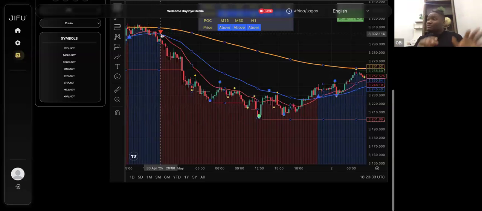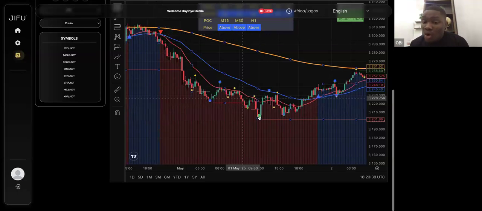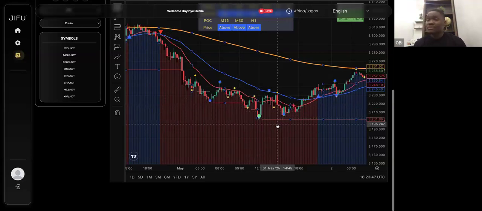The market sold immediately. Look at this gold. Gold sold from 33,000 all the way to 22,000. Do you know how many pips this is? Swing traders must have made millions of naira from just this sell. Immediately it crossed. Look at it.